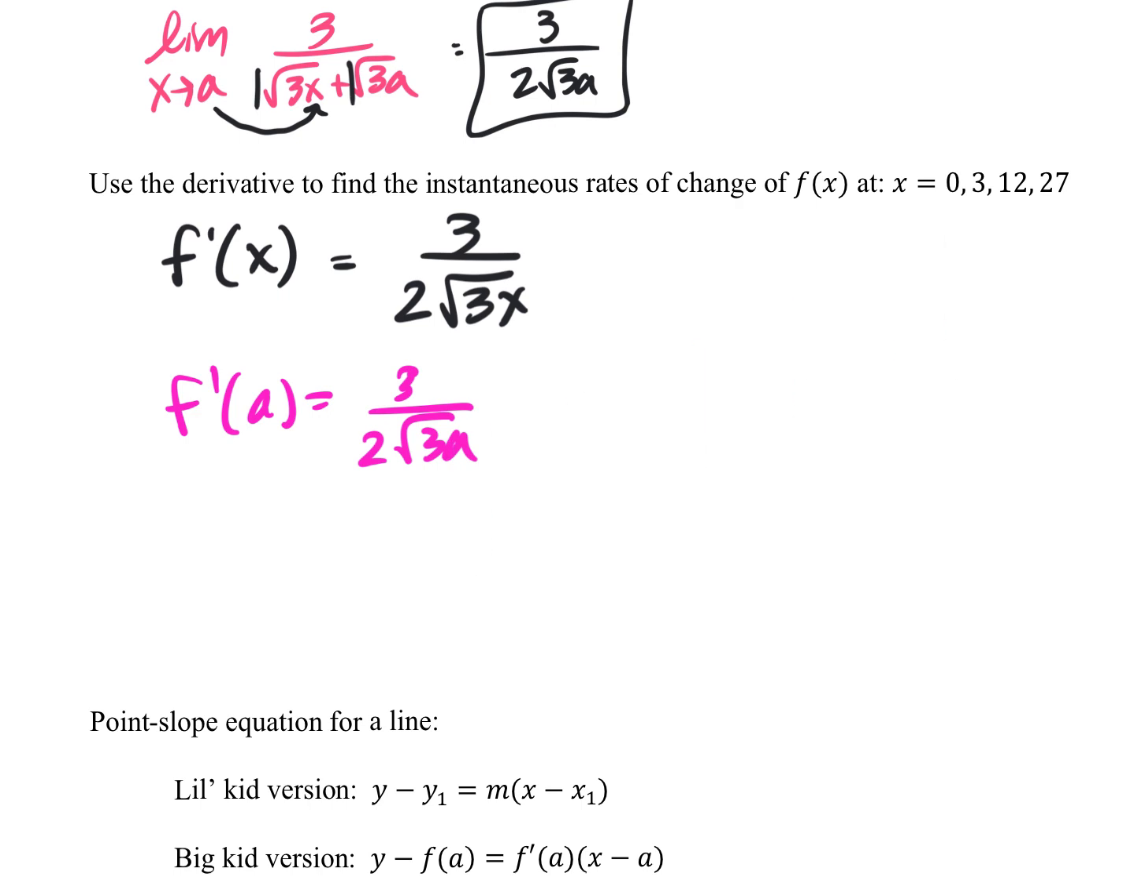What are we going to find first? So f prime is 0. Let's do it. F prime of 0. 3 over 2 root 3 times 0.